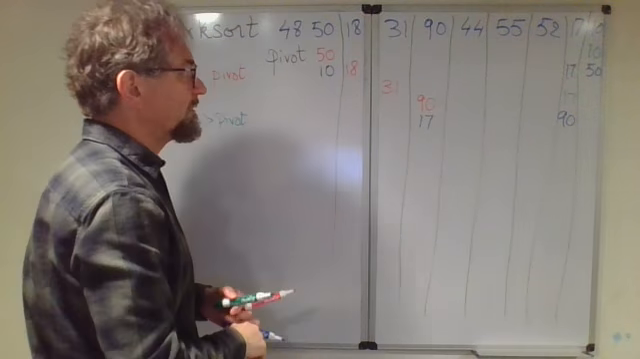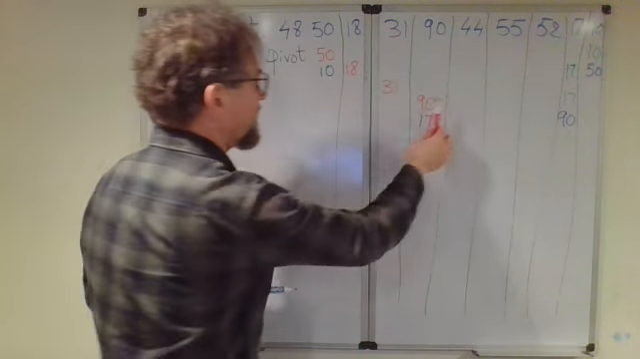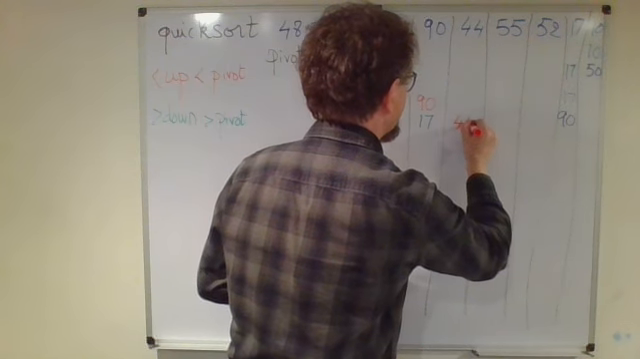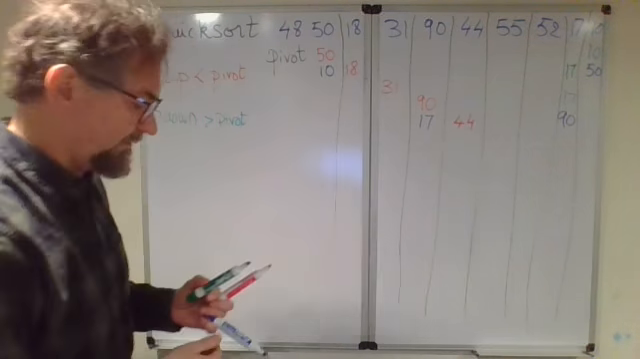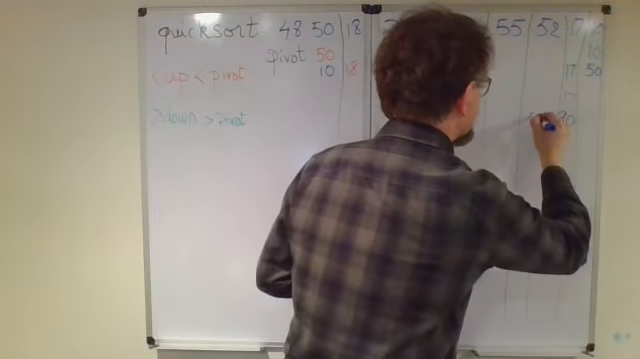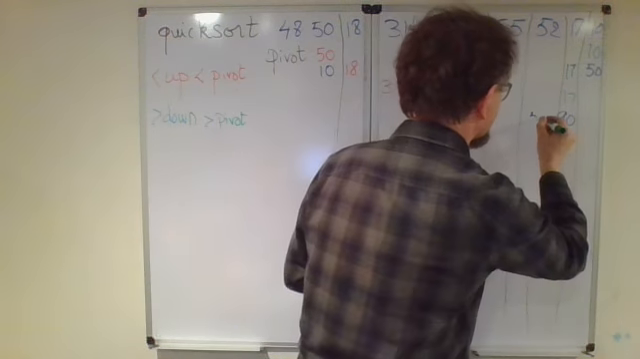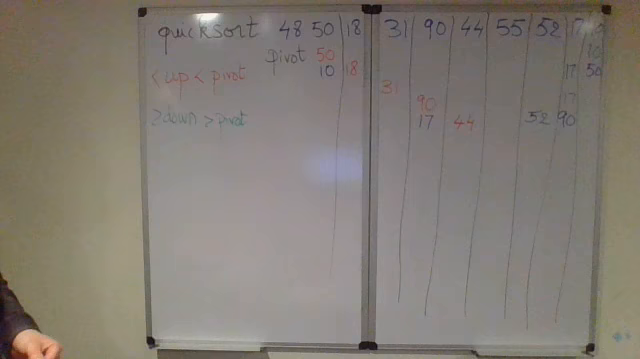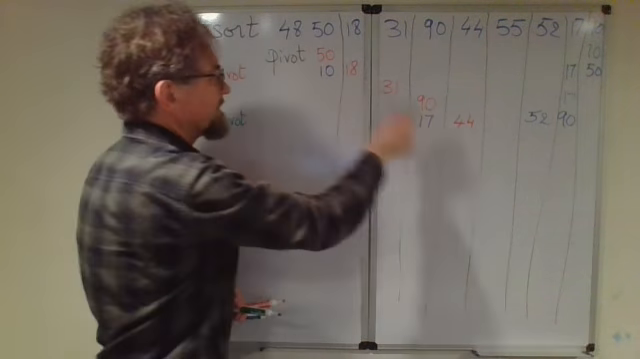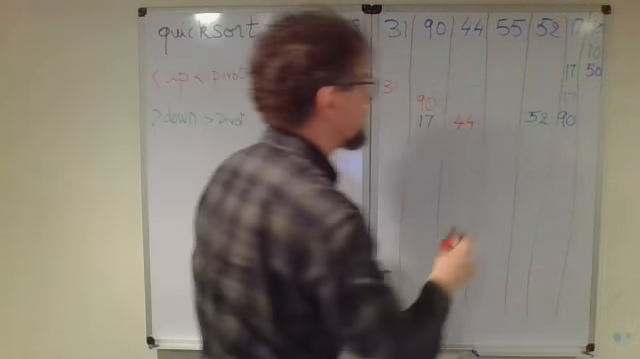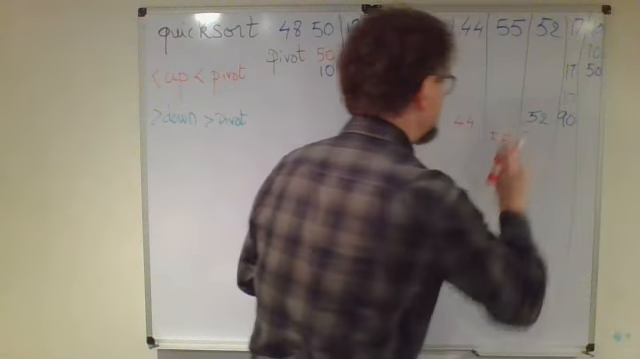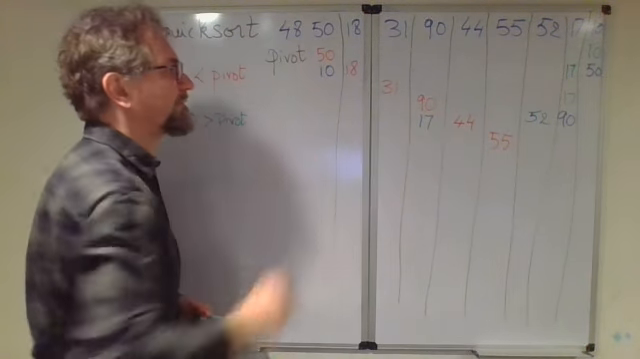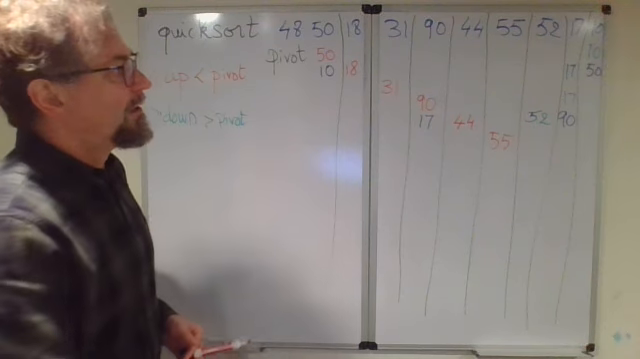And then I know that everything that is here at the left is less than the pivot, and everything that is at the right is larger than the pivot. So 44 is still less than the pivot, so I can still advance up to 55. But 55 is larger than the pivot, so I cannot advance up anymore.